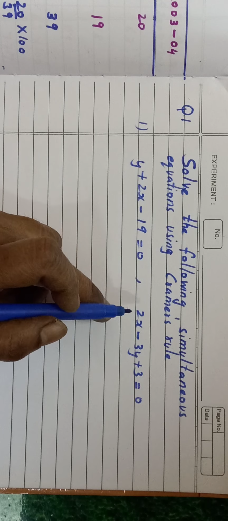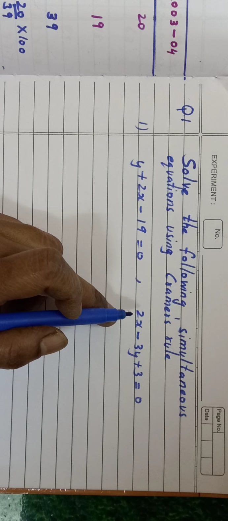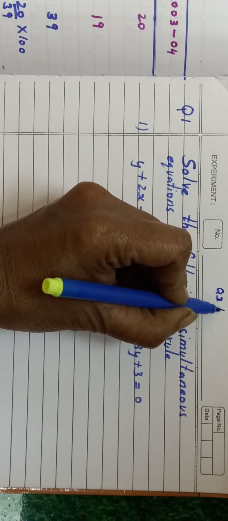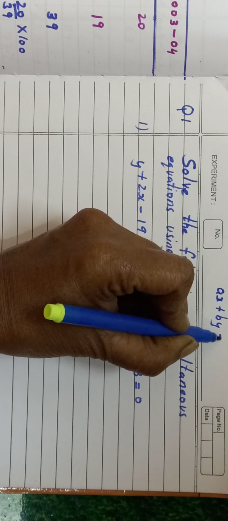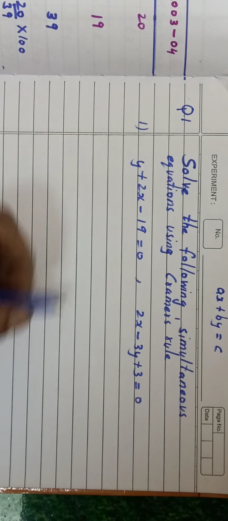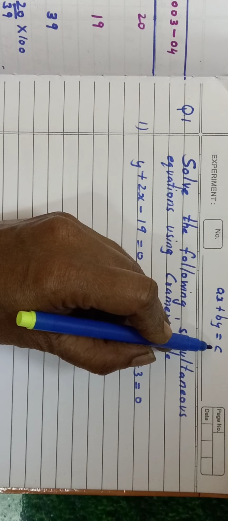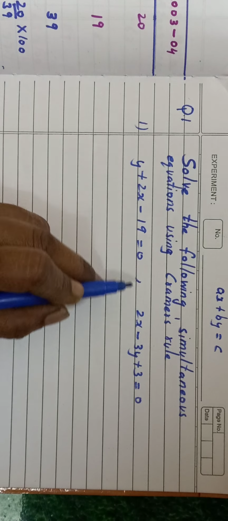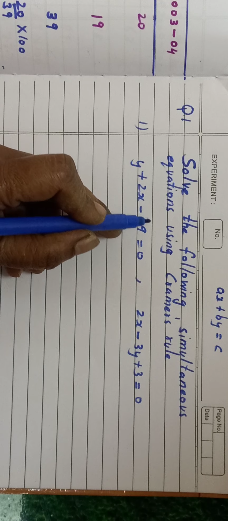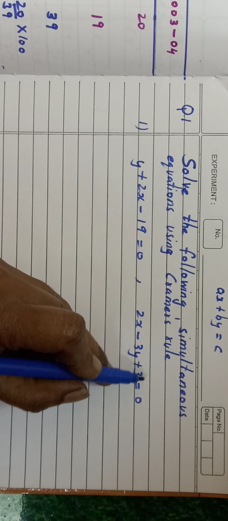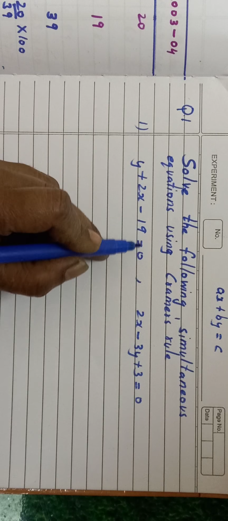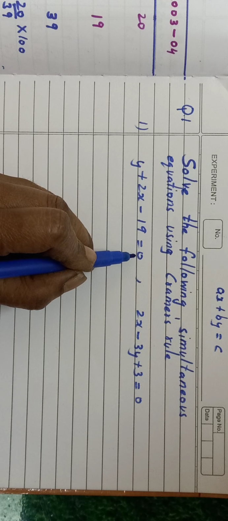The given equation should be in the form of ax plus by is equal to c. It means this c, that is the constant, should be on the RHS. Whereas if you look at this equation, this minus 19 and plus 3 are on the LHS. So our step is to take them to the RHS, and the signs are going to change.